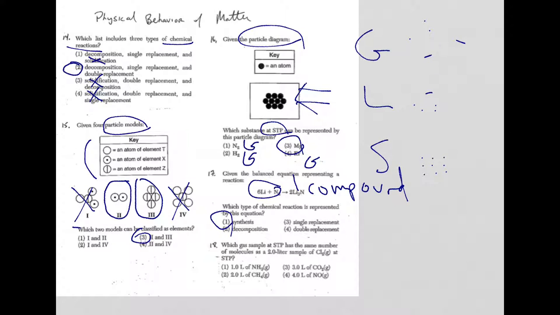Question 18. When I first read it, I saw a gas sample, and I guess it could stay here, or maybe I could have moved it to gas laws, but I didn't. Anyway, I'm dealing with a 2-liter sample of chlorine at STP, and what other sample would occupy the same number of molecules? Well, what you need to know for this is very simple. It doesn't matter what the gas is. If I'm at STP and I have the same volume, I'm going to have the same number of molecules of that gas. So just play the matching game, 2-liter to 2-liter. So the answer is choice 2.